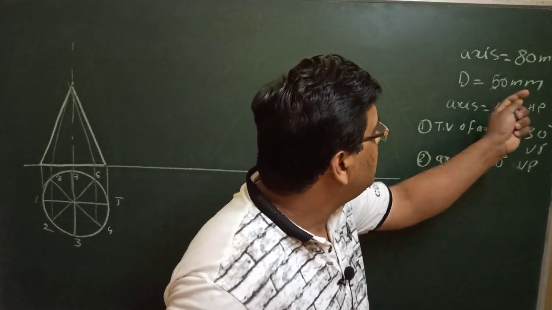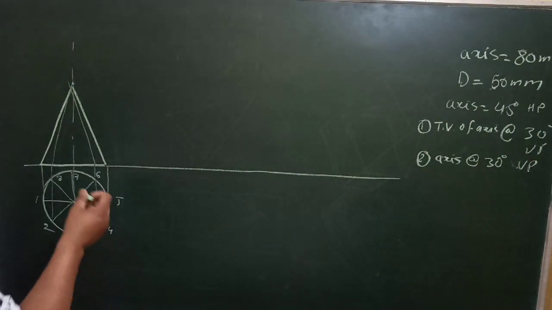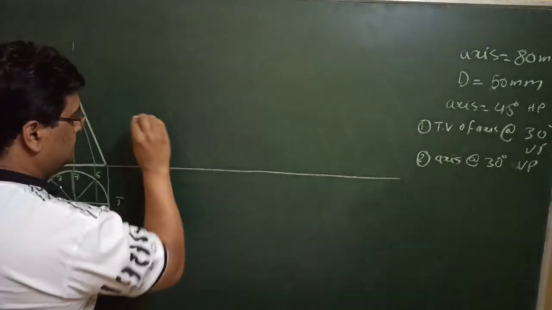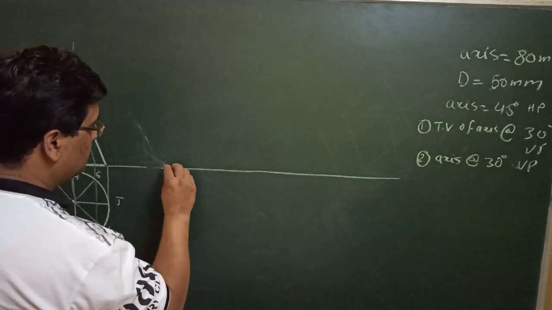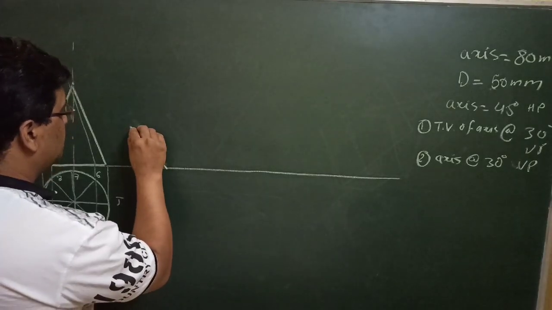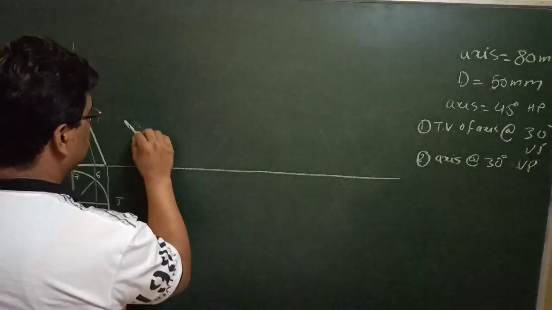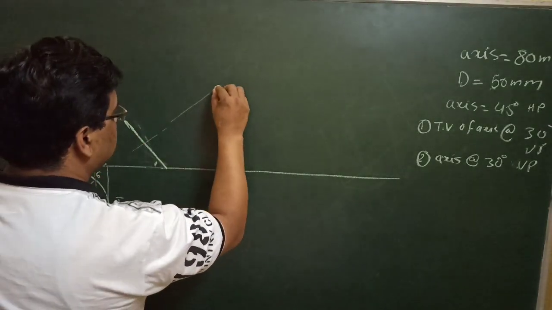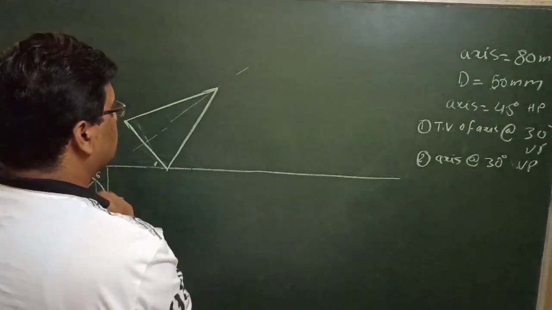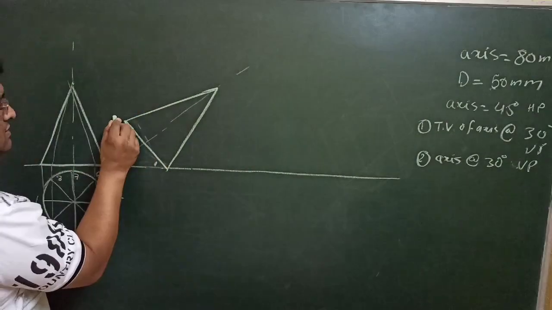Now we have to attempt the first condition, that is the axis making an angle of 45 degree with the HP. So we can easily tilt the base at an angle of 45 degree, that is 90 minus theta, and then we can draw the complete diagram here. We have just tilted this diagram here, and the markings may be given here.